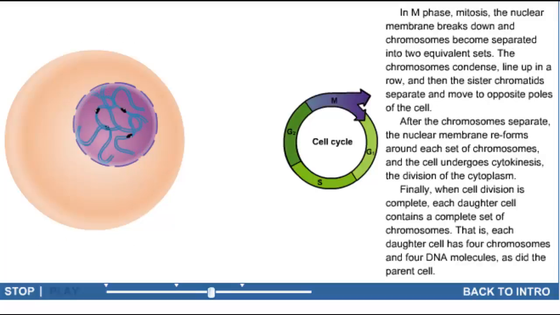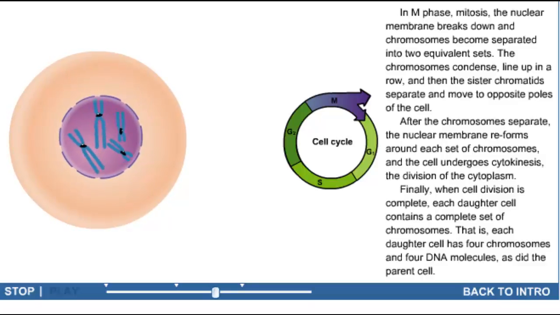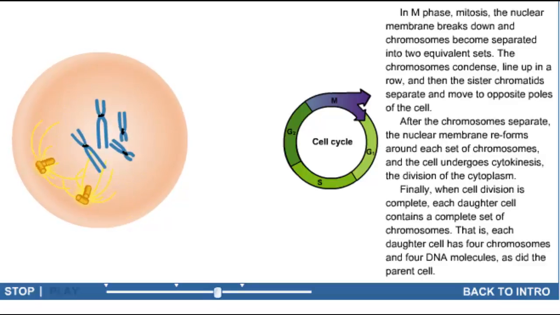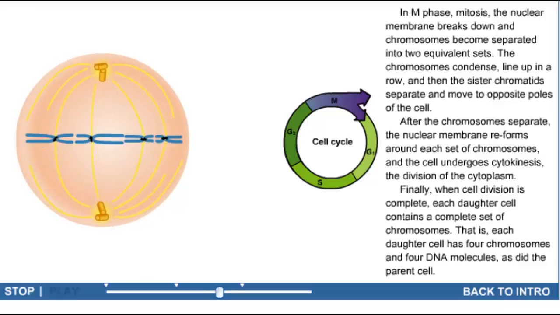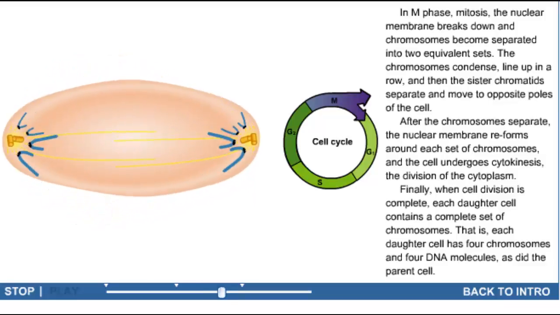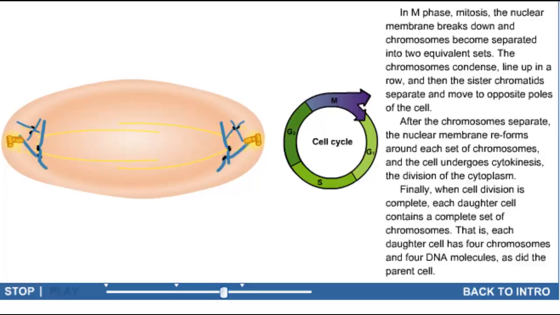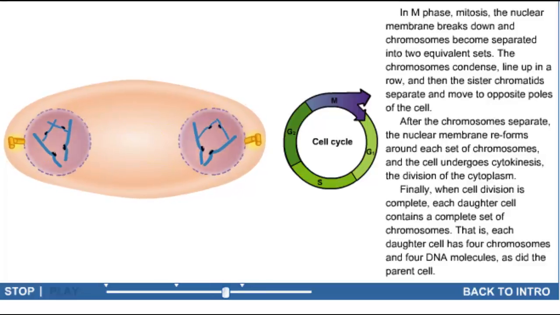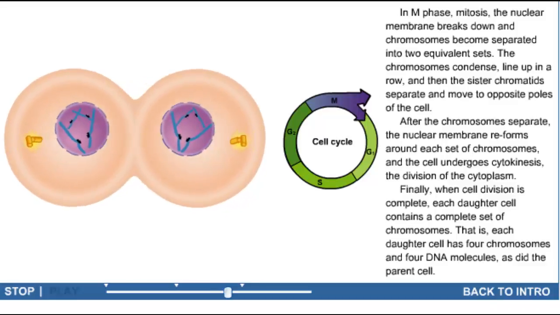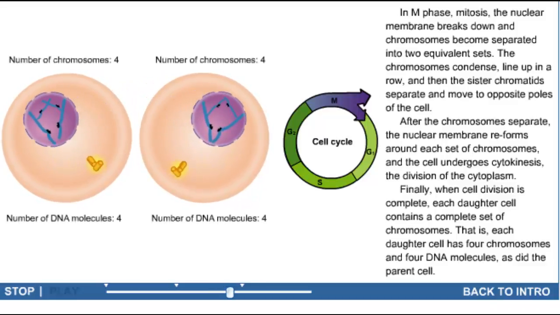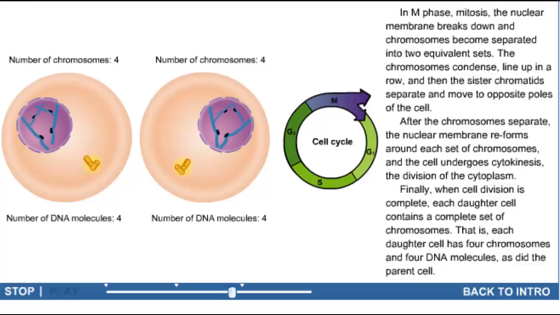In M phase, mitosis, the nuclear membrane breaks down, and chromosomes become separated into two equivalent sets. The chromosomes condense, line up in a row, and then the sister chromatids separate and move to opposite poles of the cell. After the chromosomes separate, the nuclear membrane reforms around each set of chromosomes, and the cell undergoes cytokinesis, the division of the cytoplasm. Finally, when cell division is complete, each daughter cell contains a complete set of chromosomes. That is, each daughter cell has 4 chromosomes and 4 DNA molecules, as did the parent cell.